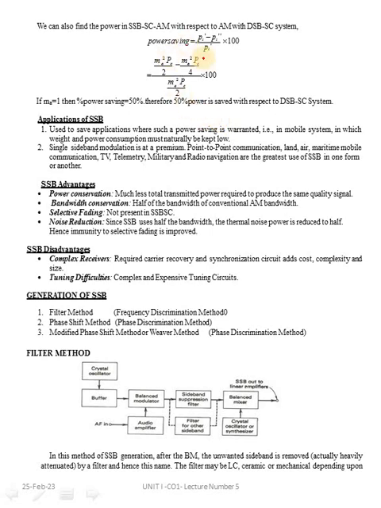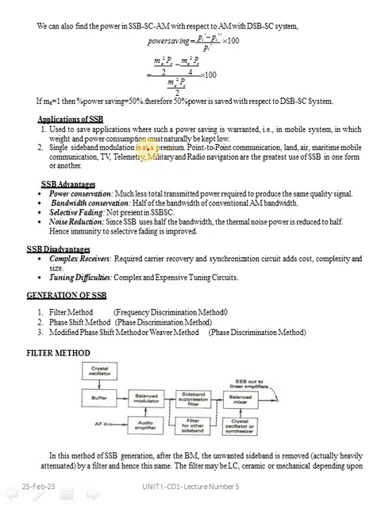So by combining all these comparisons, when compared with AM or DSB-FC, the efficiency is improved by 86.3%, whereas when compared with the DSB-SC, the efficiency is improved by up to 50%. Then, applications of SSB.